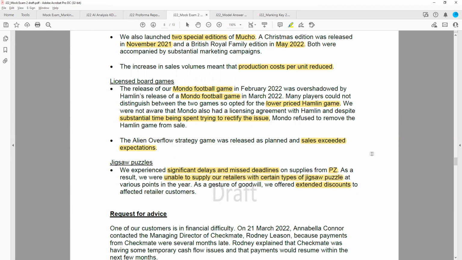So therefore, it could be that Jigsaw Puzzle's revenue has gone down, and presumably they didn't have the puzzles for their own online sales as well. And then they've extended discounts to affected retailer customers. So again, that's going to erode the gross profit margin because they're going to be selling those items for less, and we're not told they got any compensation from PZ or able to get them at a lower price from PZ as a result. So that's going to cause the gross profit margin to go down there.